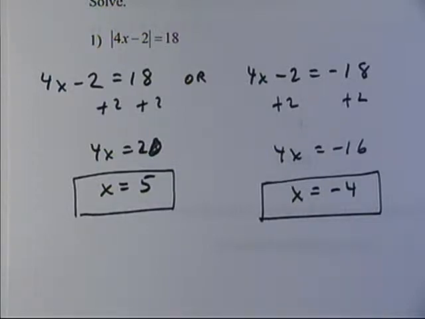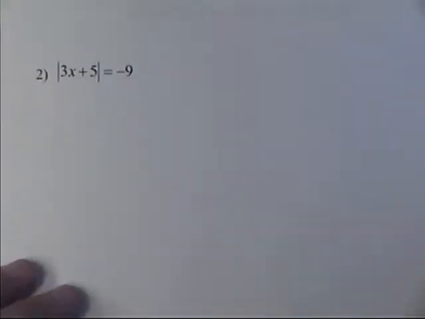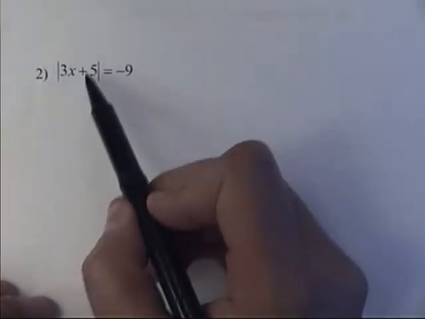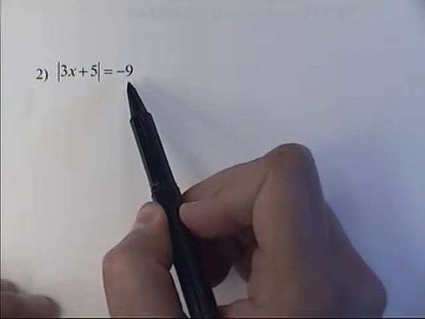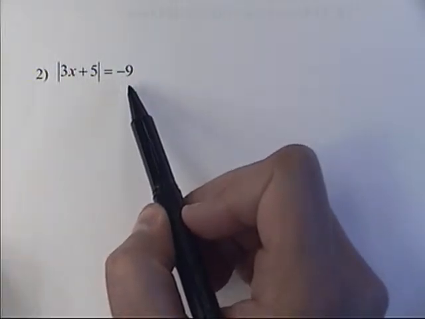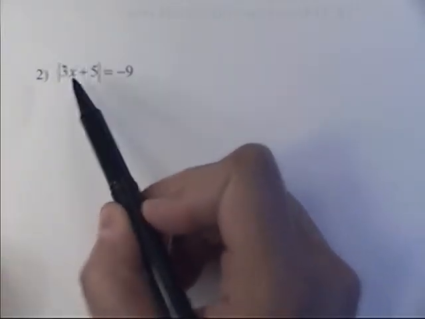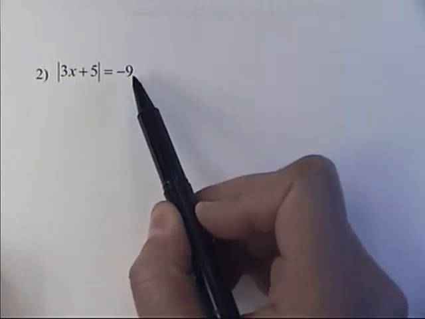Now, number 2, example 2, this is telling us the absolute value is negative 9. Well, absolute values are always positive answers, so it's not possible to take the absolute value of something and get the answer to be equal to negative 9.